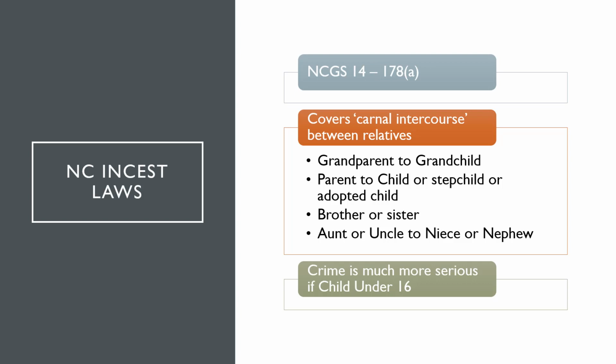Grandparent to grandchild, so you notice that's neutral. Parent to child or stepchild or adopted child. Brother or sister, aunt or uncle to niece or nephew. And we make it more serious if the child's under 16. It doesn't matter if the child, again, is 25 and the parent is 50, it's still a crime in North Carolina. But we make it more serious in its penalty if the child's under 16.